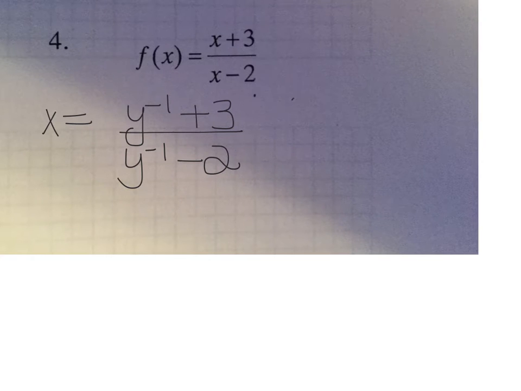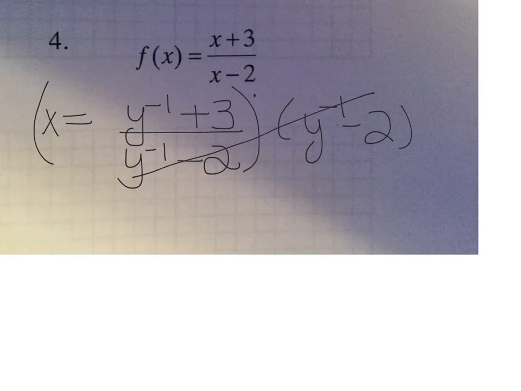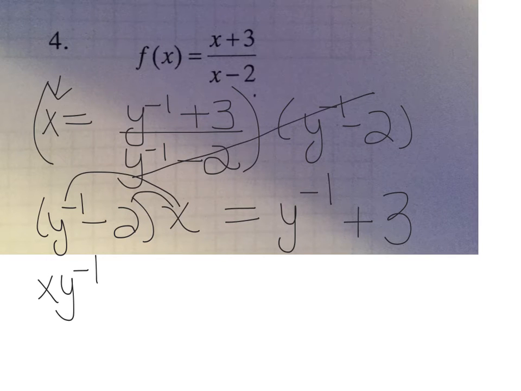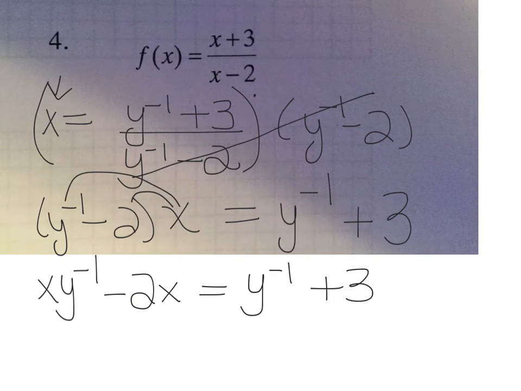So the first thing I'm going to do is multiply both sides by this y inverse minus 2. And if I do it on one side, remember you have to do it on the other. Well, in doing so, this will cancel off on this side, but on this side you will be left with y inverse minus 2 times the x you had, and on the other side you're left with your numerator, which is y inverse plus 3. I'm going to distribute this x in, so I'm going to have x y inverse minus 2x equals y inverse plus 3.